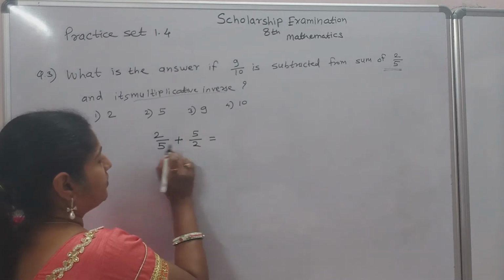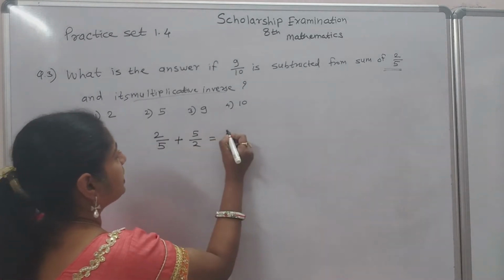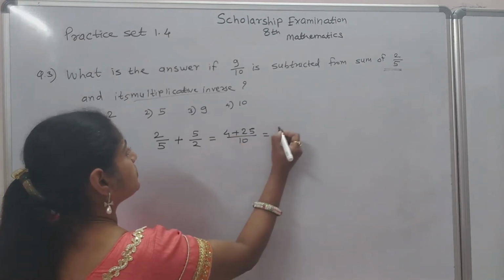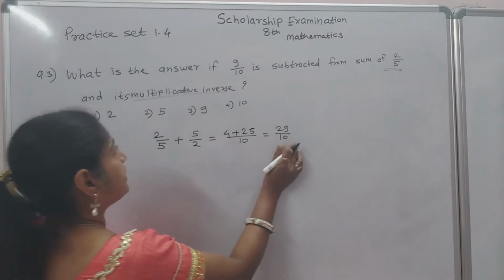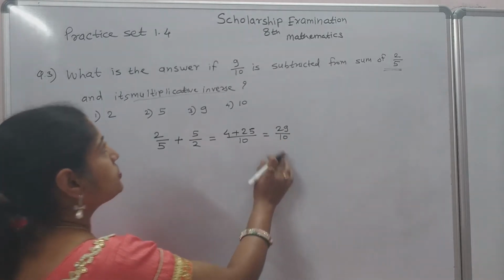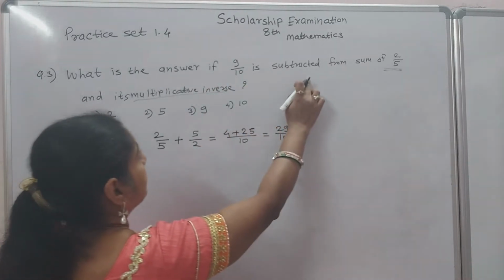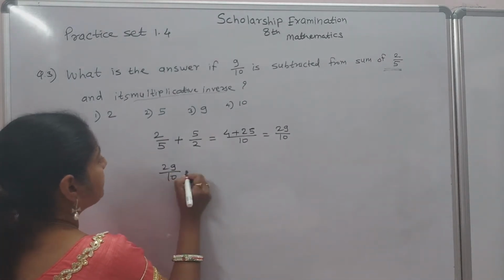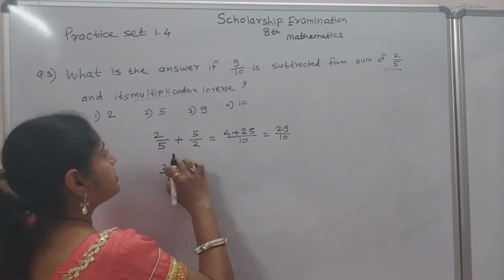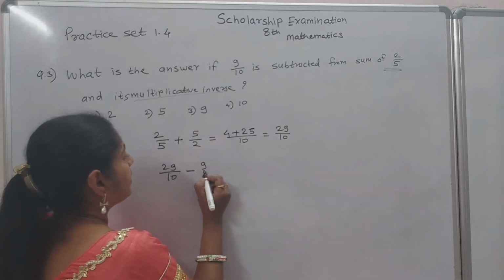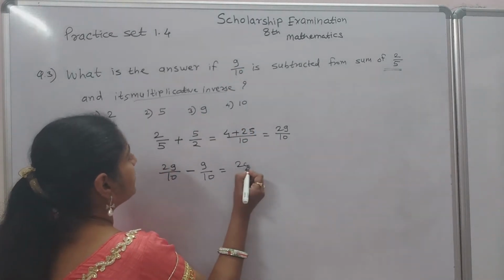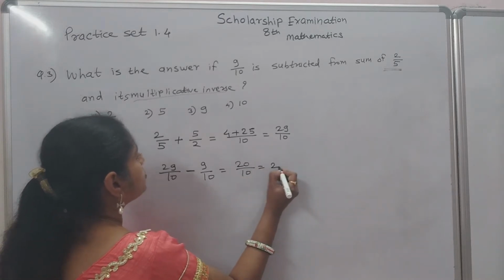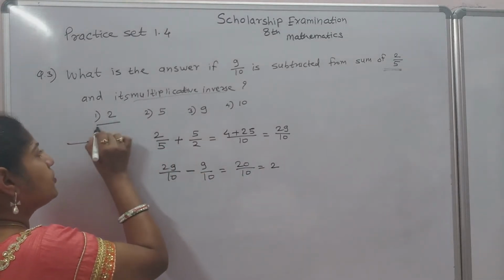The denominators are not equal, so cross multiplication. We get 29 upon 10. This is the addition. Now 9 upon 10 is subtracted from the sum. So 29 upon 10 minus 9 upon 10. The answer is 20 upon 10, and 20 upon 10 is 2. So our answer is option number 1.